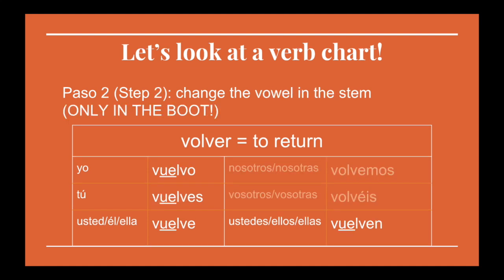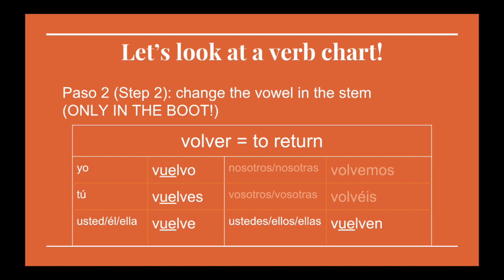As you can see, inside the boot, all of the O's in the stem are changed to UEs. So it becomes yo vuelvo, I return. Tú vuelves, you return. Ella vuelve, she returns. Nosotros volvemos, we return. Notice there's no stem change outside the boot. Vosotros volvéis, you all return in Spain and parts of South America. And then ellas vuelven, they return.